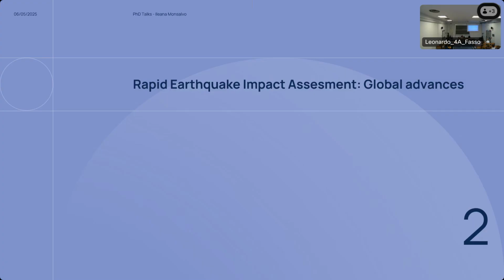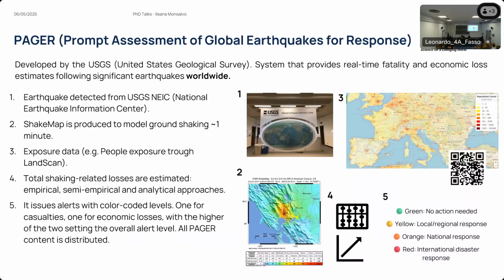So the first project I want to talk about is PAGER, that stands for Prompt Assessment of Global Earthquakes for Response. It is a project that has been developed by the United States Geological Survey. It provides real-time estimations on the casualties and economic losses following an earthquake that may happen anywhere in the world. And it works in a very summarized way like this. When an earthquake happens, it is detected by the local seismic network.